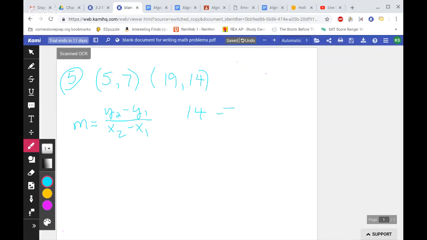So we have 14 minus 7 all over 19 minus 5. 14 minus 7 is 7, and 19 minus 5 is 14. So that reduces to 1/2. So my slope is 1/2.